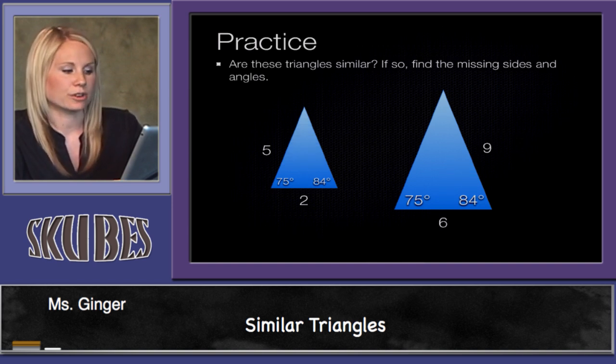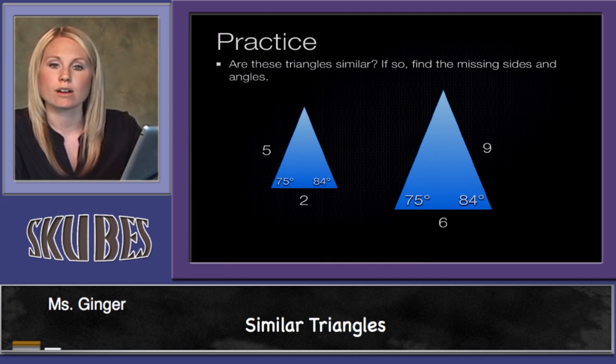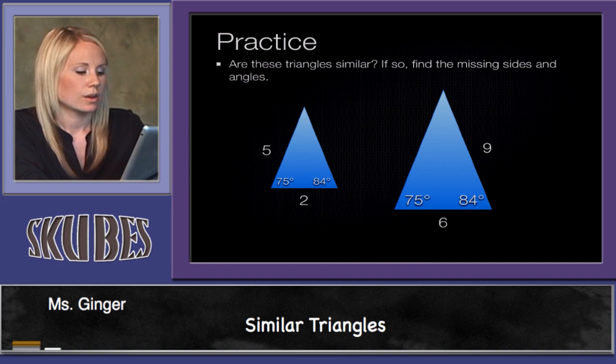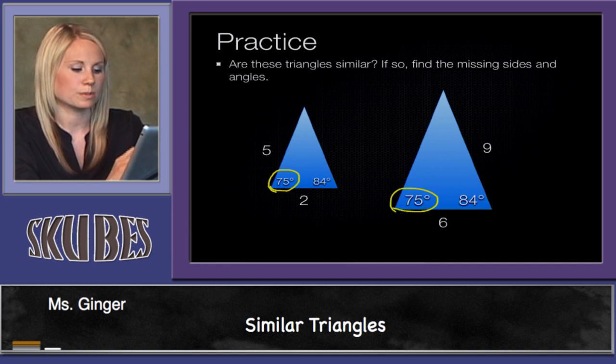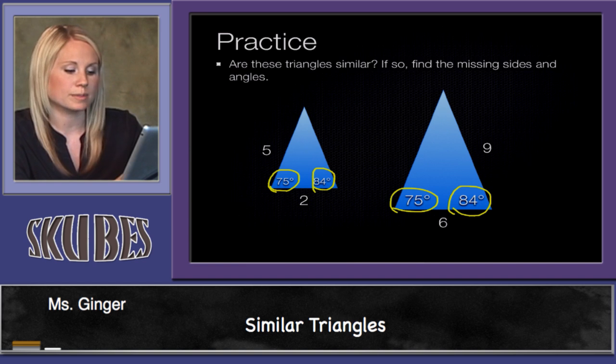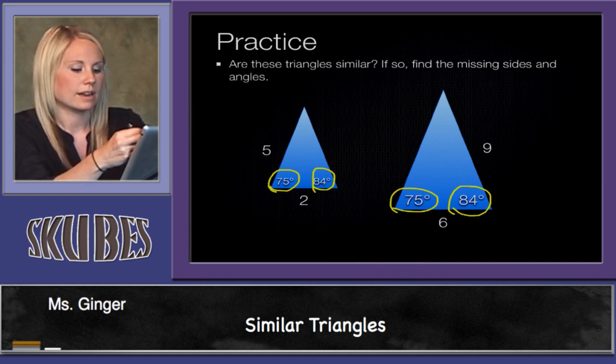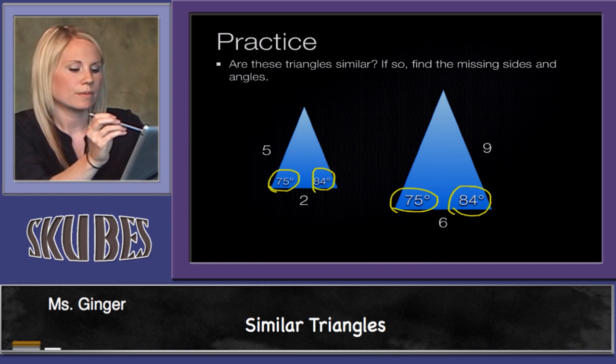Alright, so let's practice what we've learned. We need to find out if these triangles are similar, and if they are, we're going to find all the missing pieces. Alright, so first of all, we can see that we're given two angles down here, corresponding angles, and we can see that they match exactly. They're congruent in each corresponding spot. So remember, by angle-angle similarity, I can go ahead and say that these triangles are similar. So what we need to do is find that third angle. So we are going to add 75 plus 84 and then subtract that from 180.